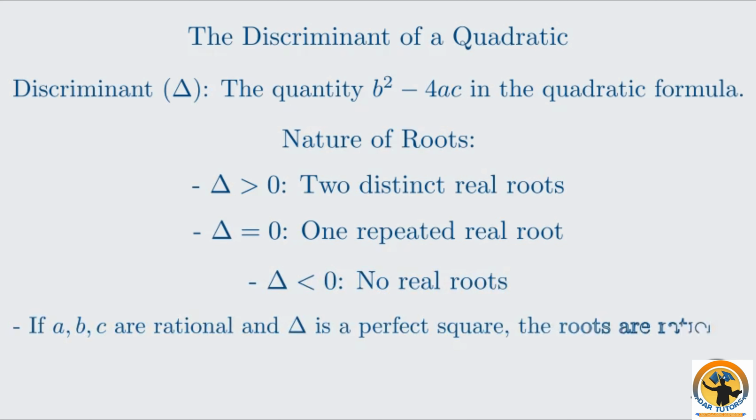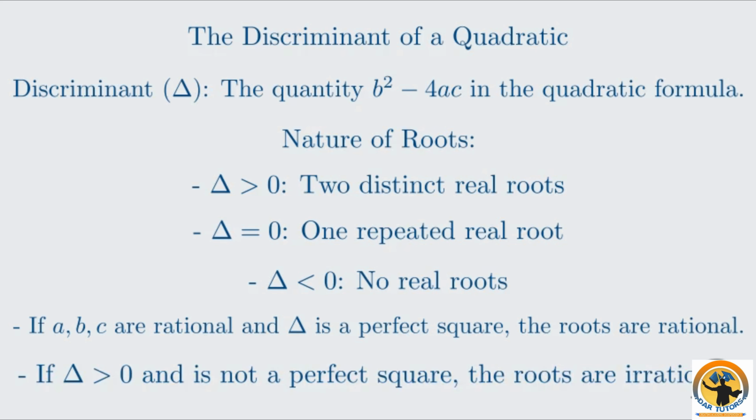We can also note that if the coefficients a, b, c are rational and the discriminant is a perfect square, the equation has 2 distinct rational roots. Furthermore, if the discriminant is positive but not a perfect square, the roots will be irrational, like the root 7 in our previous example. This means they cannot be written as a simple fraction. Let's use the discriminant to determine the nature of roots without solving the equation.